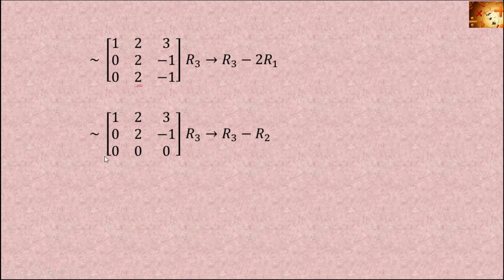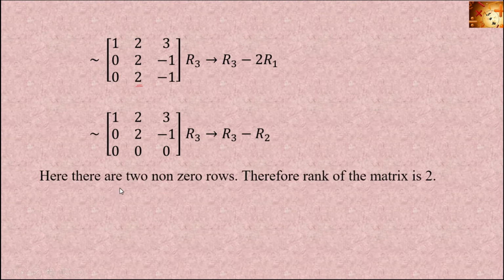What about the third row? All elements are 0. So here there are only two non-zero rows. Therefore, this matrix's rank is 2. Okay, can we find the determinant of that matrix? If you find the determinant of the given matrix in the problem, its determinant will be 0. So we cannot take the rank of that matrix as 3. Here there are only two non-zero rows. Therefore, the rank of this matrix is 2.